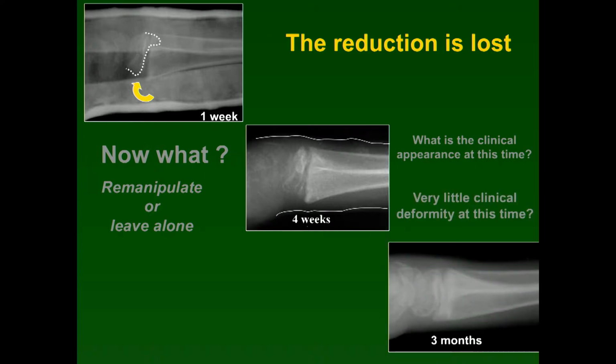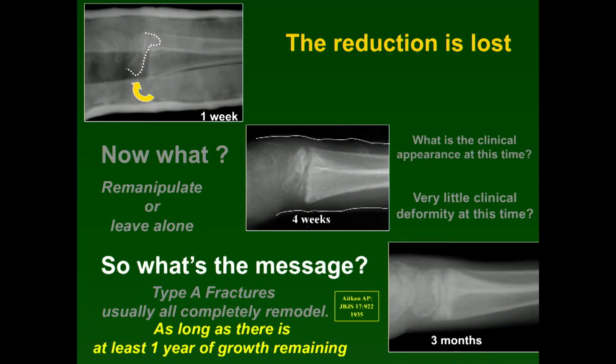And here you see it at 3 months and it's completely remodeled. Since this involves the physis, there's a tremendous potential for remodeling. And so the message here is type A fractures usually all completely remodel as long as they're at least a year growing. And this actually was recognized back in 1935, by Dr. Aitken, and he recognized that these have tremendous remodeling, and we've known this for a long time.